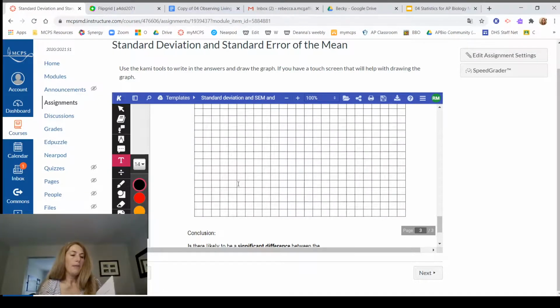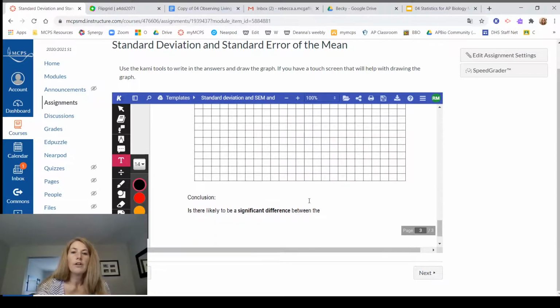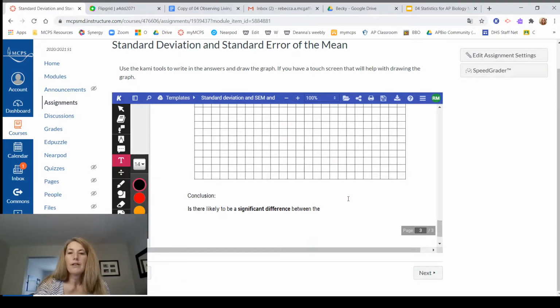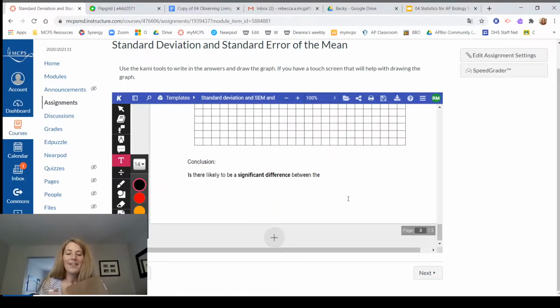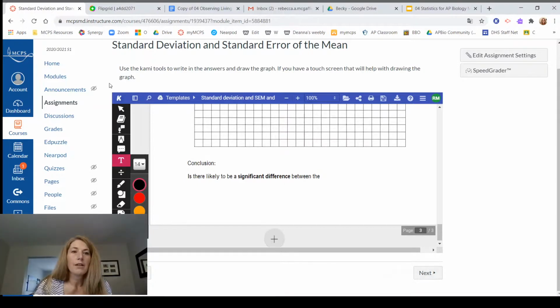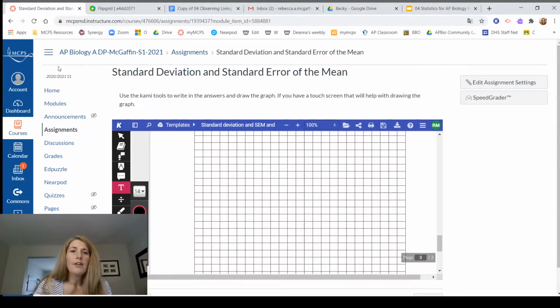Okay? Then I'm going to compare. Is there overlap? So the conclusion, is there likely to be a significant difference between the, and you finish it up. We kind of left off that sentence. So, is there a significant difference? If they overlap, the answer is no. If they don't overlap, the answer is yes. Okay? So that's what you're doing there. And then you need to watch those 3 Edpuzzle videos.